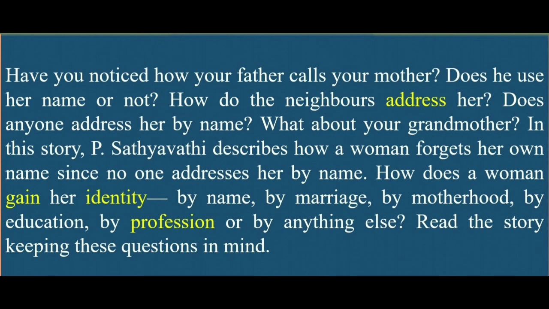In this lesson, author Satyavati reveals how a woman forgets her name because no one calls her by name. How can a woman get identity or recognition by name, by marriage, by motherhood, by education, by profession, or by anything else? This is to focus on how a woman gets identity.